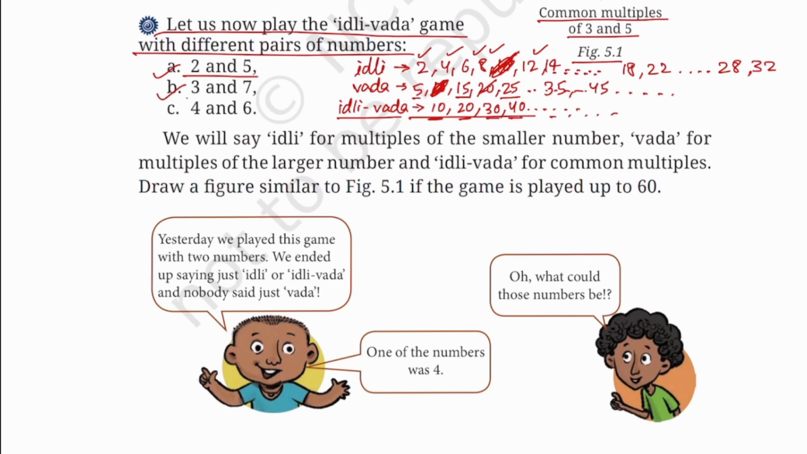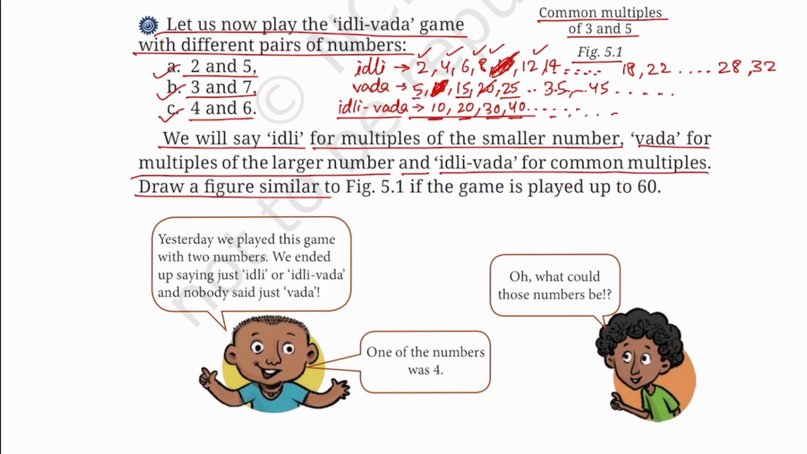B. 3 and 7. Similarly, you can do for 3 and 7. C. 4 and 6. You can do that. We will say idli for multiples of the smaller number, vada for multiples of the larger number, and idli vada for common multiples. Draw a figure similar to figure 5.1 if the game is played up to 60.